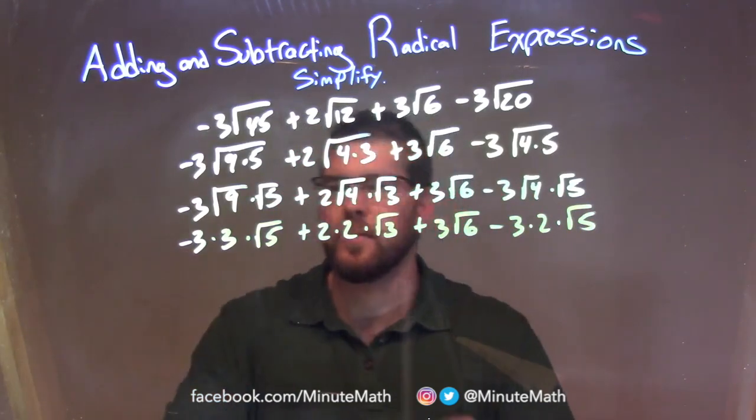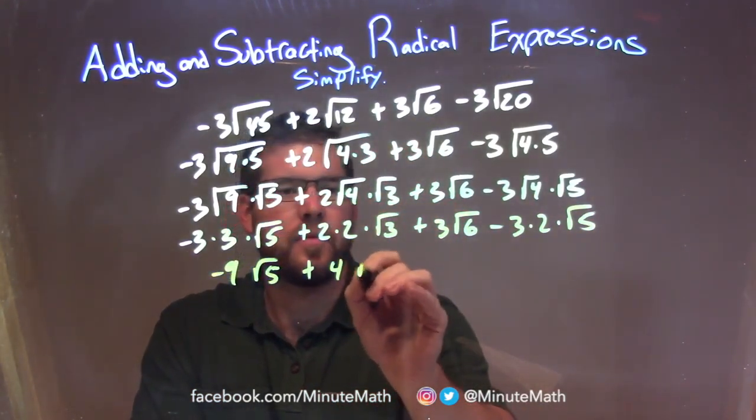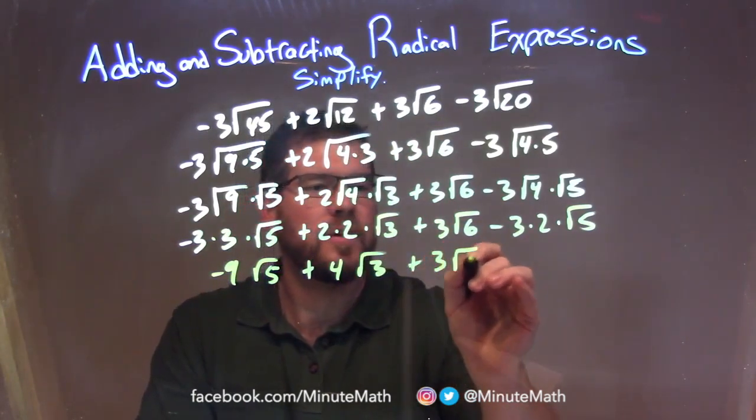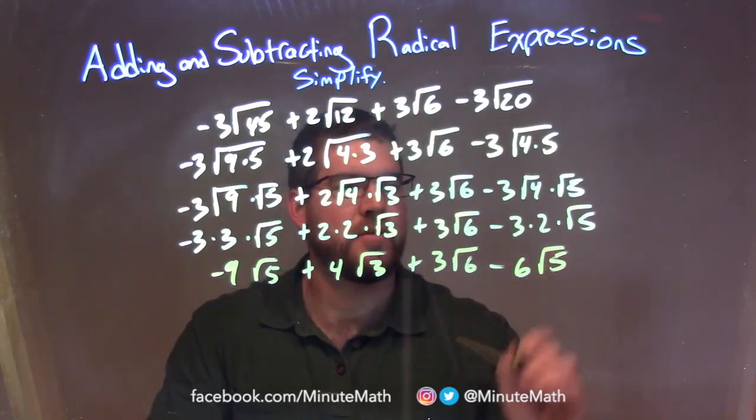Simplify again. Negative 3 times 3 is a negative 9, so I have negative 9 square root of 5 plus 2 times 2 is a 4, square root of 3 plus 3 square root of 6, and then 3 times 2 is a 6, so minus 6 square root of 5.